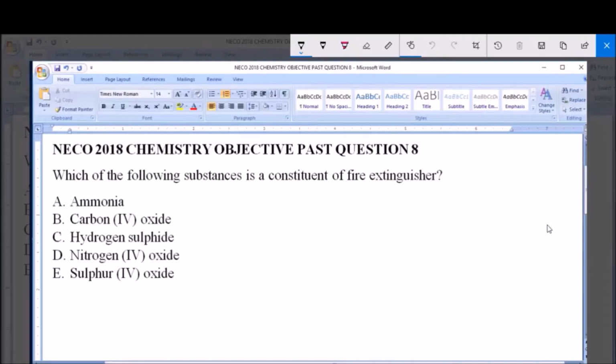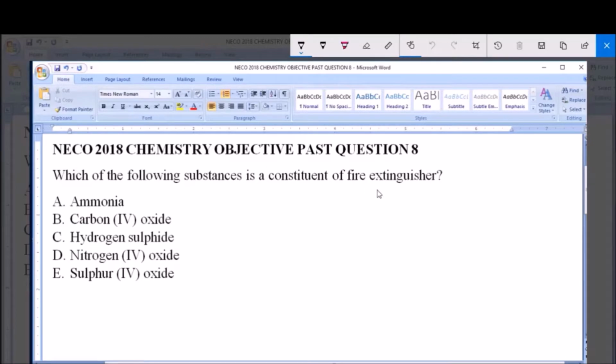Hello and welcome. I will be answering NECO 2018 Chemistry Objective Past Question 8. Which of the following substances is a constituent of fire extinguisher? A. Ammonia, B. Carbon dioxide, C. Hydrogen sulfide, D. Nitrogen peroxide, E. Sulfur IV oxide.